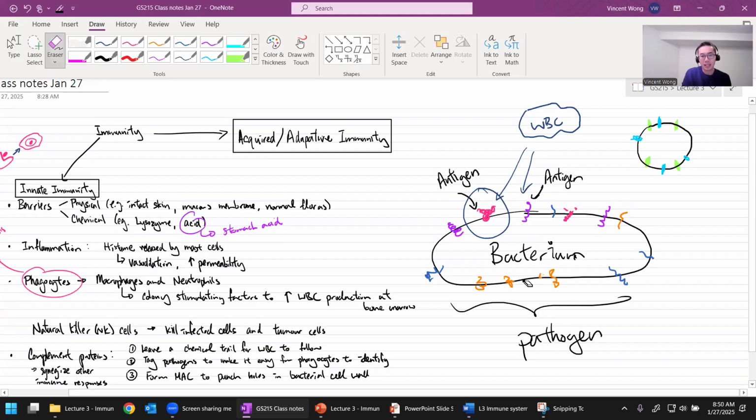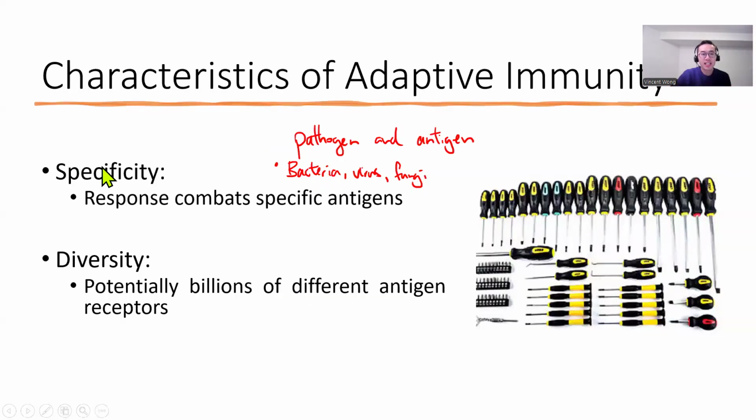The pathogen is the bad cell, and the antigen is something that's on all cells. But your white cells have the ability to figure out whether it's an antigen that you already have in your body or not. So specificity is the ability to recognize a specific antigen, whereas diversity is the ability to potentially recognize all the different kinds of antigens.